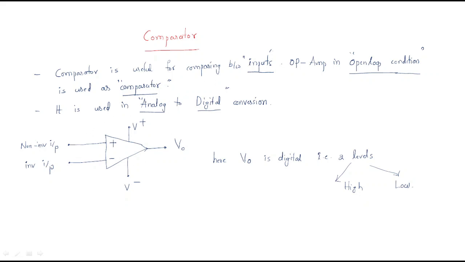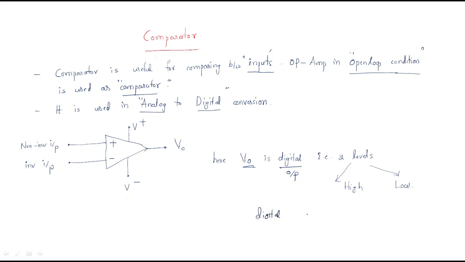Here the general comparator circuit is like this. A general op-amp consists of the non-inverting and inverting inputs. It will take two biasing inputs: V plus for the non-inverting input and V minus biasing voltage for the inverting input. Combined together, they generate the output. Here V0 is a digital output. Don't forget, it is simply a digital output, and we already discussed the digital output.